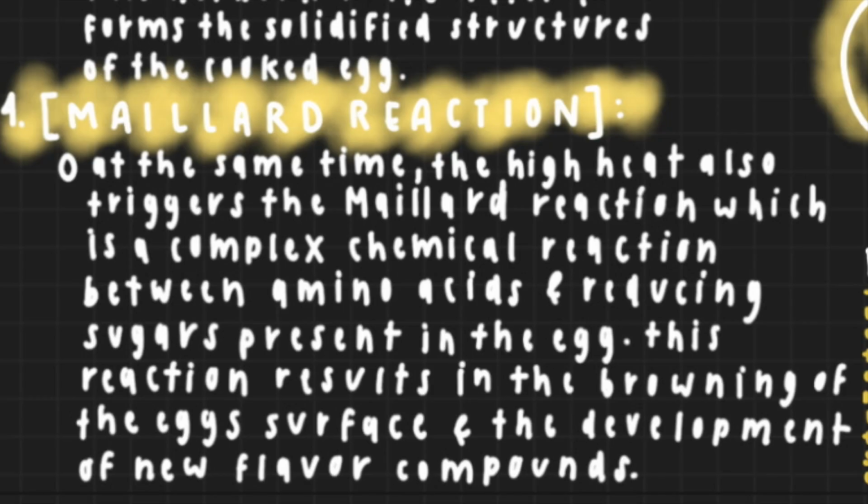And so the fourth step that's happening is called the Maillard reaction. Basically it says at the same time, the high heat also triggers the Maillard reaction, which is a complex chemical reaction between amino acids and reducing sugars present in the egg. This reaction results in the browning of the egg surface and the development of new flavor compounds. So basically when your eggs crisp at the edges and create a new flavor, that's what's happening.